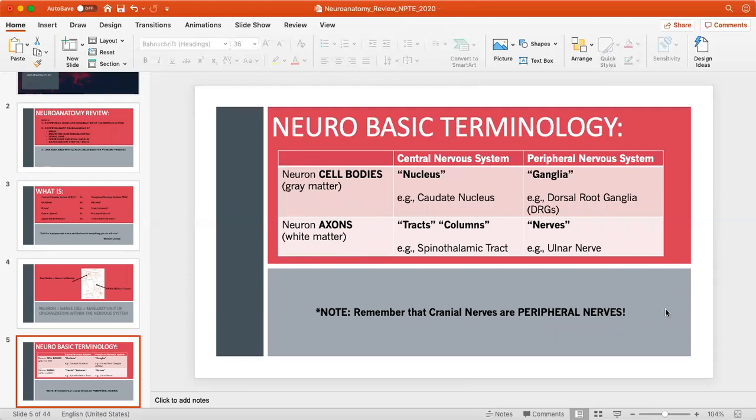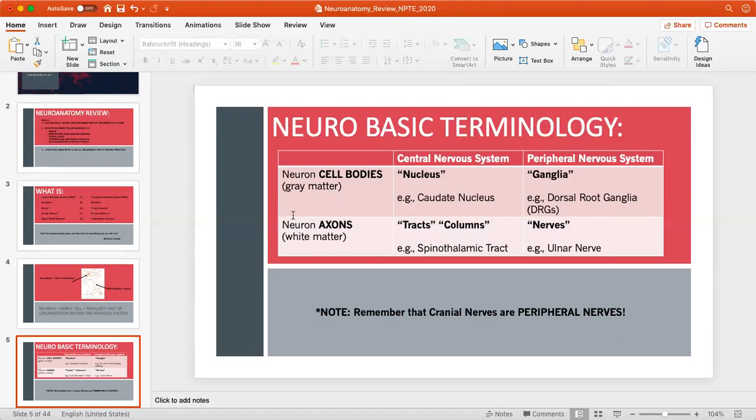So some basic terminology of the nervous system. The nerve cell bodies are going to be gray matter. When we refer to the central nervous system, we're thinking about the brain and spinal cord. The peripheral nervous system, we're thinking about everything that exits, or the peripheral nerves or nervous tissue, anything more distal to the spinal cord. So we're thinking about peripheral nerves, dorsal root ganglia and alpha motor neurons, and all of our peripheral nerves and nerve roots. Those are all peripheral nervous system.